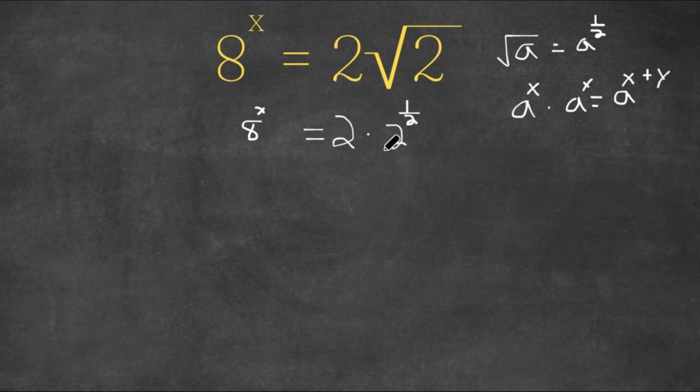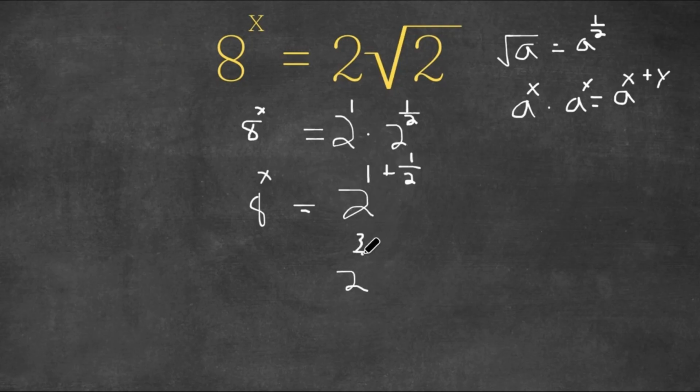So knowing that, 2 times 2 to the power of 1/2, well, 2 is the same thing as 2 to the power of 1. So this is the same thing as 2 to the power of 1 plus 1/2. And this is equal to 8 to the power of x. Now, 1 plus 1/2, that's 3 over 2. So this is 2 to the power of 3 over 2, and this equals 8 to the power of x. And we actually can't simplify this side anymore, and our bases still aren't the same.